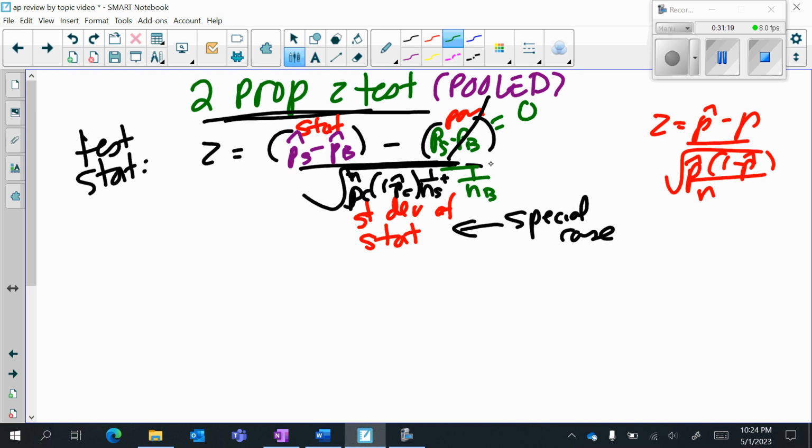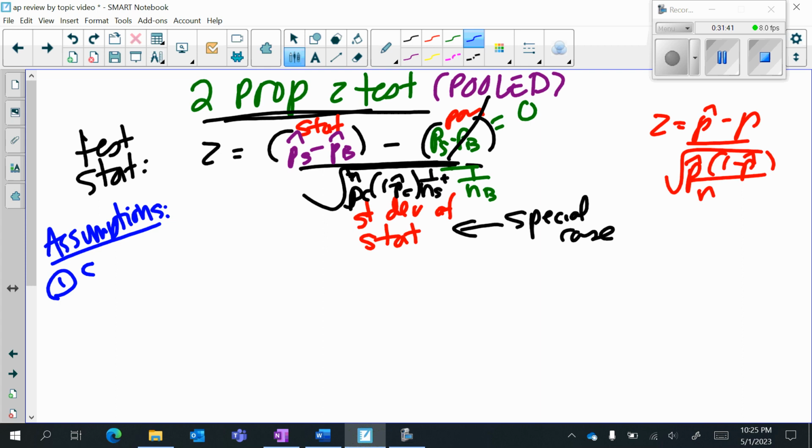You can plug in everything in terms of decimals. You're going to get your z-score, you're going to get your p-value. We only pool for proportions. We only pool for the 2 proportion z-test. And a quick reminder that the assumptions for this one are going to be the same as the 1 proportion z-test, but there's going to be 2 of them.